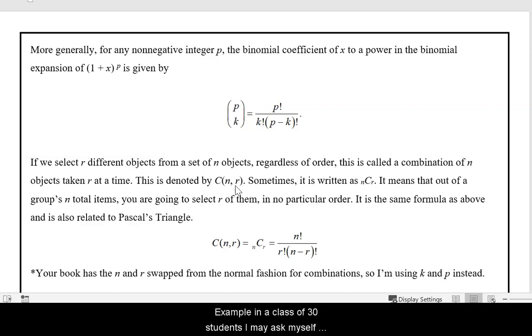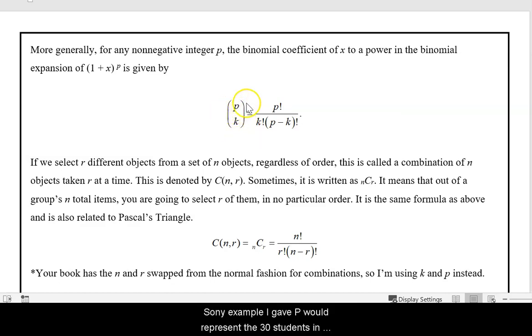For example, in a class of 30 students, I may ask myself, how many different ways can I group my 30 students, that's my total, or n, into groups of 5? The 5 would represent the r. If we use the notation that you see here above it, then the p would again take the place of the total number of students, and the k would take the place of the number of students you're pulling out at that one particular time.